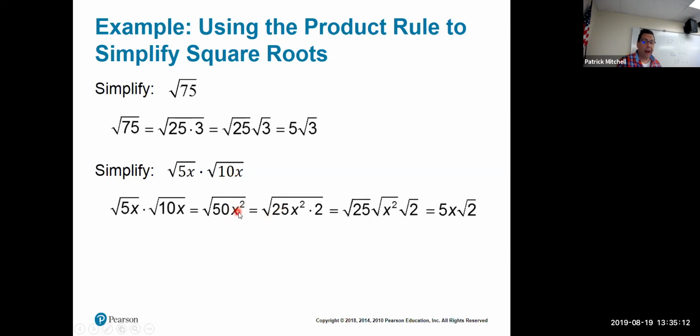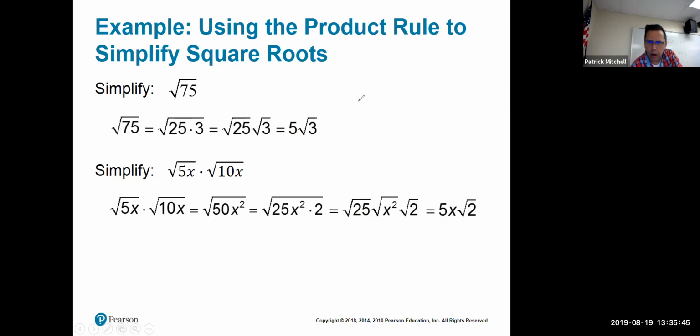And x squared is also a perfect square. So what I like to say about this is I'm breaking 50x squared into the perfect squares and the leftovers. Leftovers are things that don't even have perfect square factors. So then break it all the way down. The square root of 25 is 5. The square root of x squared is x, as long as I know that x is non-negative.